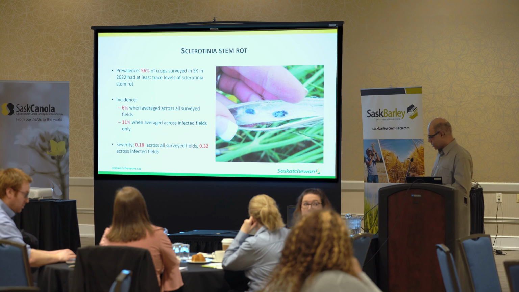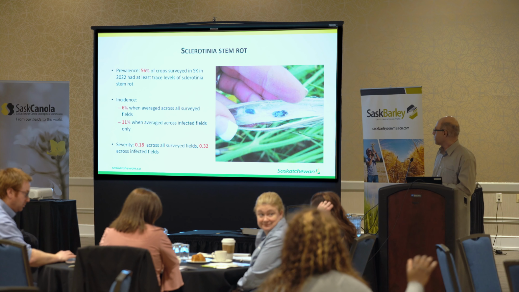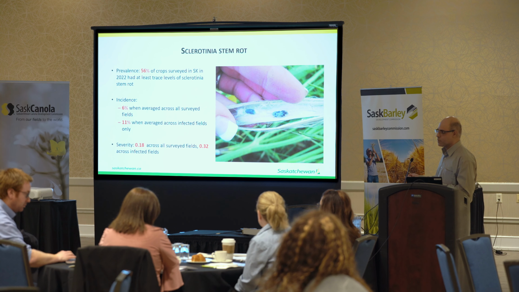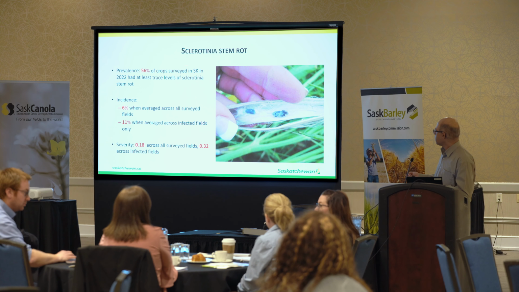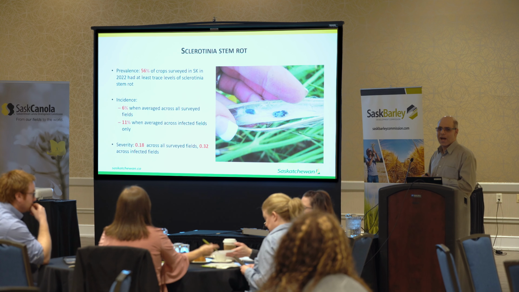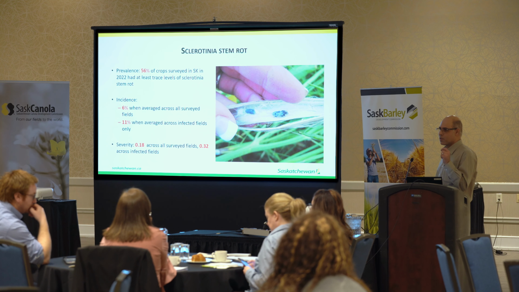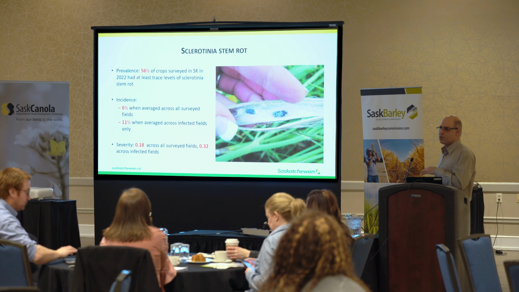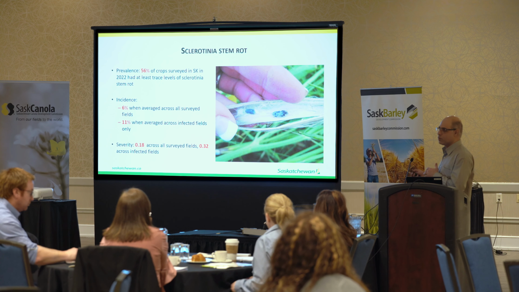Last growing season on Sclerotinia, more than half of the fields in Saskatchewan had the infection. So the prevalence was 56%. So 56% of crops surveyed had Sclerotinia in the province. Incidence was 6% when we averaged across the province. Again, incidence is the number of infected plants per field surveyed, and usually we look at 100 plants per field. So this is the average incidence across 205 fields.